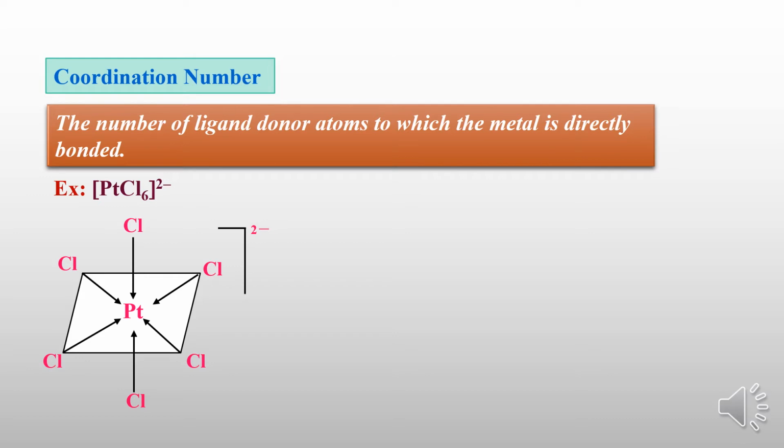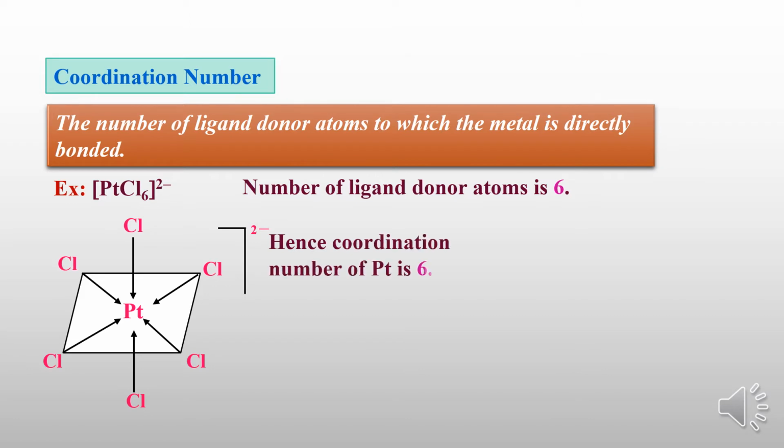Hence the number of ligand donor atoms is six. One ligand can make one bond, and total ligands are six, so six donor atoms are there. Hence the coordination number of platinum is six. In the same way you can see another example.